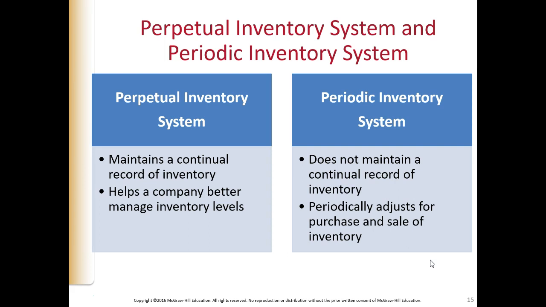Under the periodic system, you don't change the inventory account until the end of the accounting period. Then you make one entry to account for cost of goods sold and a reduction or increase in your inventory account. Don't worry about the periodic inventory system. We are going to concentrate with journal entries on the perpetual inventory system.